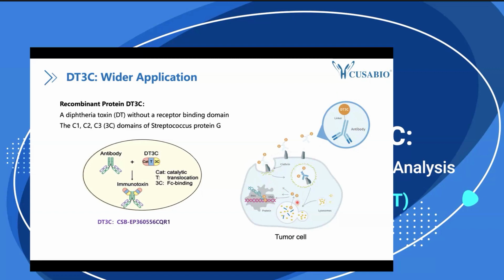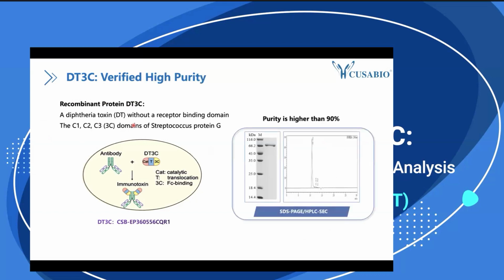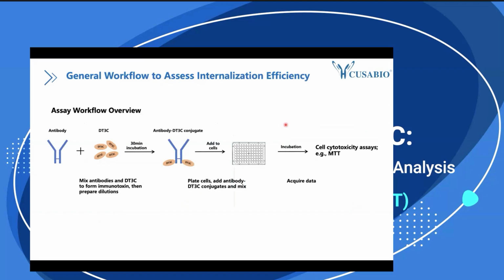With this one, you do not need to select a secondary antibody conjugate. You don't need to worry that if your primary antibody is mouse, you need to use a mouse-compatible secondary antibody. So no worry about species. It's compatible with multiple species with this recombinant protein DT3C, so it's more economic. And Crystal Bio already confirmed that the purity of this recombinant protein is very high. Based on our SDS-PAGE and HPLC results, the purity of this recombinant protein is higher than 90%.